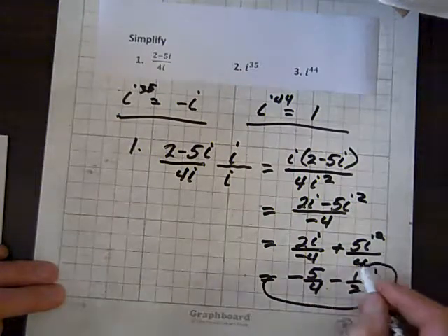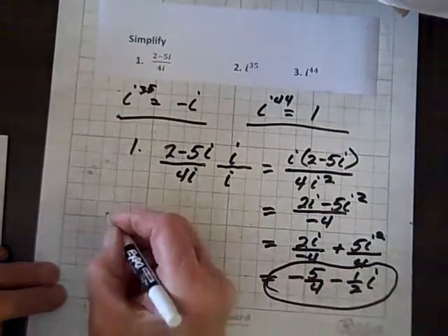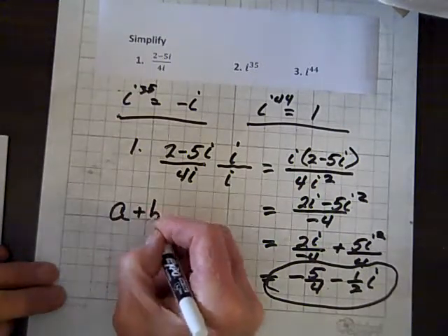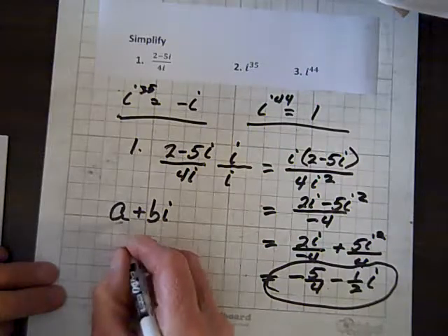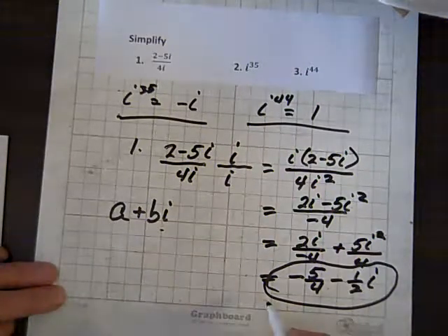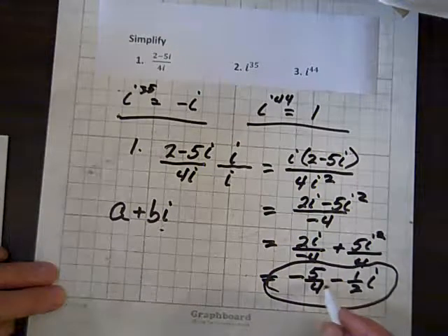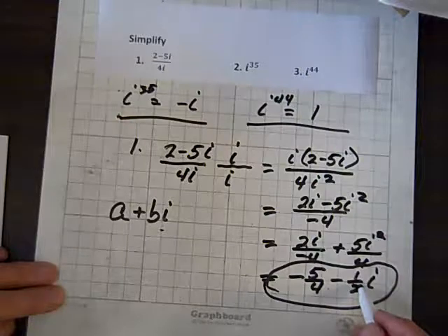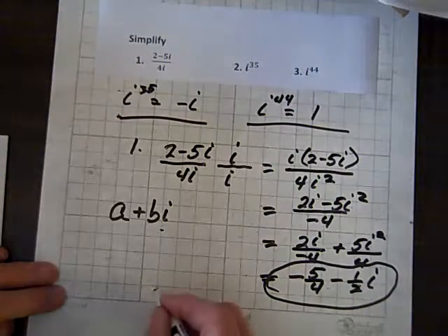And we are done. And notice you have to write it in the form a plus bi, where the real part's first, the imaginary part's second, and you have two separate terms. So we have our a plus bi, real part first, imaginary part second, two separate terms, and we're done.